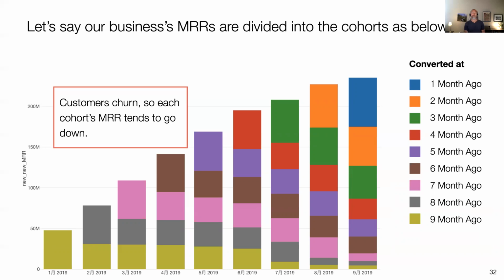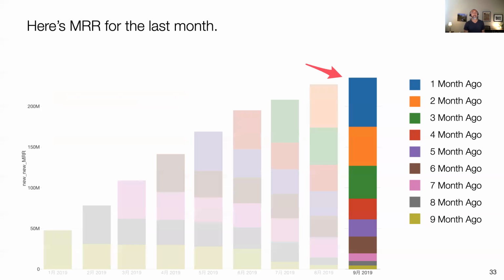Okay, but typically the customers churn. It's almost impossible to keep all 100 customers using the same service forever, right? Customers churn every month, whether it's one customer or 100 customers. So typically the revenue from each cohort tends to go down, right? So you see a chart like this if you do it. And here is the MRR for the last month.